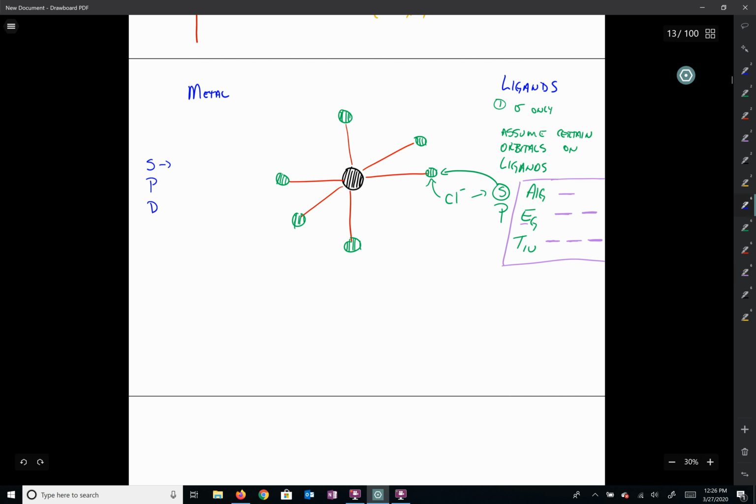What I'll find out is that on my metal, I have my S orbital, which is A1G symmetry. My P orbitals are going to be T1U, and my D orbitals are going to be EG and T2G.